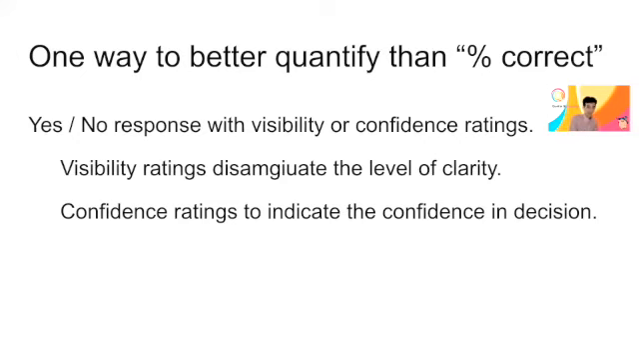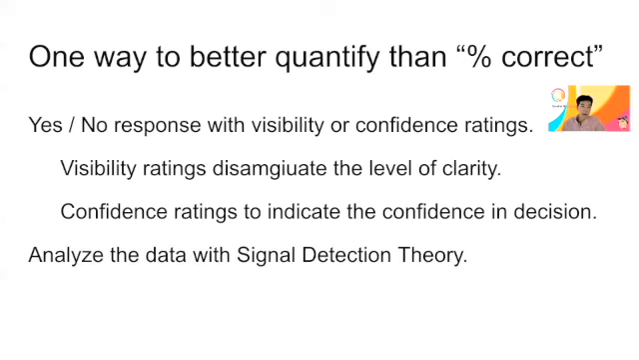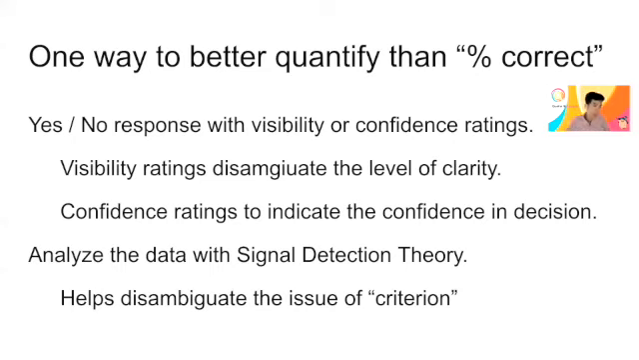Another one is a confidence rating. Confidence and visibility ratings tend to be very related, but you can potentially also separate the confidence in the decision from visibility in terms of clarity. But anyway, the key here is to analyze the behavioral data reports using signal detection theory. So what is that? An important point is that signal detection theory helps you to disambiguate the issue of a subjective criterion.